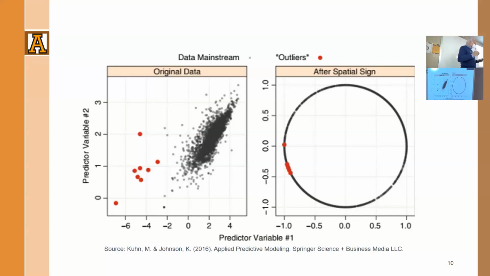So this data point, for example, may be this one here. Okay, so now all of them are the same distance from the origin, and what looked like outliers here don't look like outliers. It doesn't show there either.